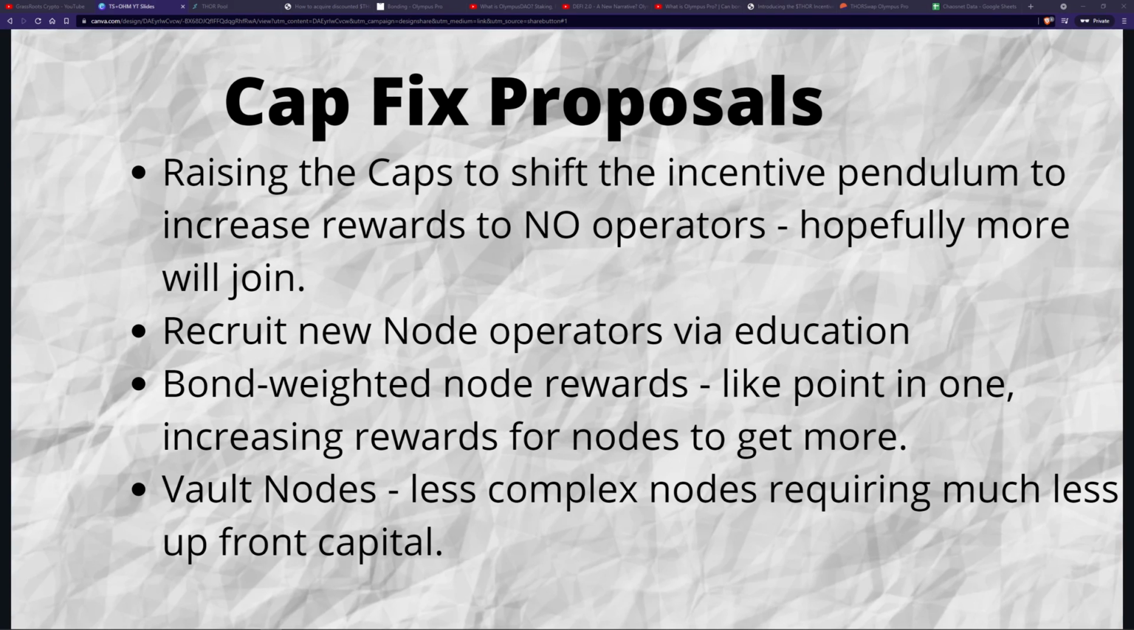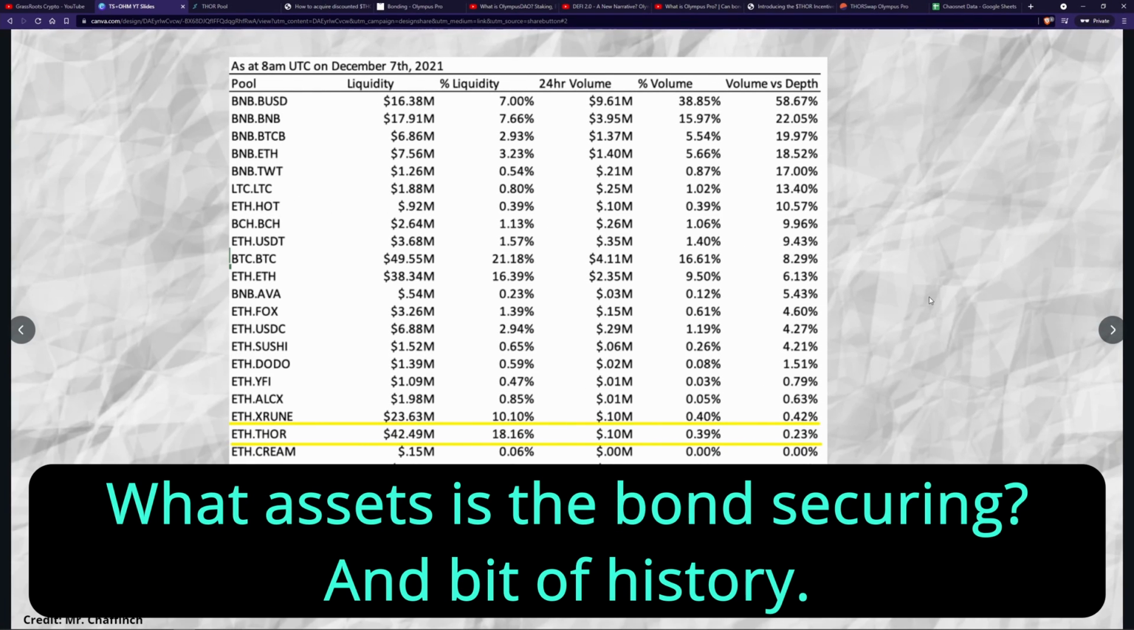Whilst all these proposals are good to see, none of them are in practice now, and action is needed now in order to bring more liquidity into THORChain. To understand the liquidity in THORChain, it's good to have a look at a bit of a breakdown.